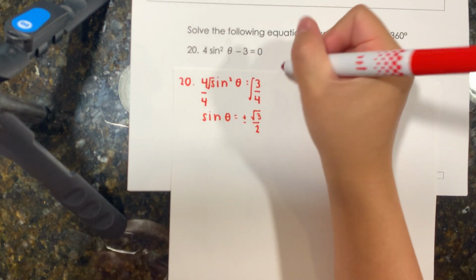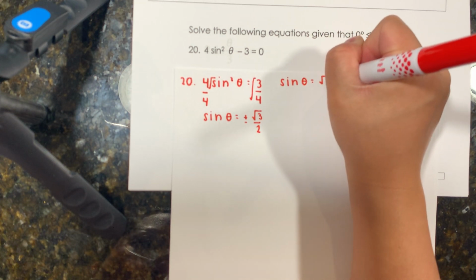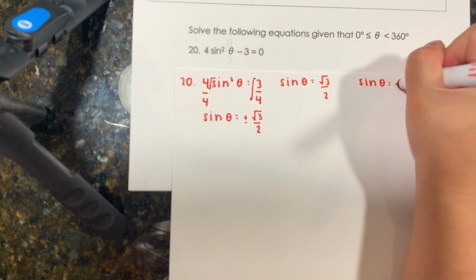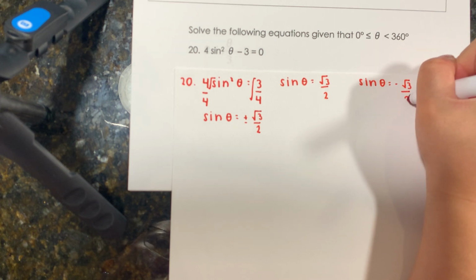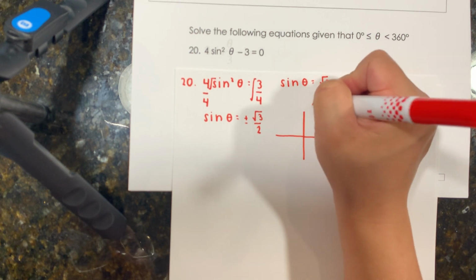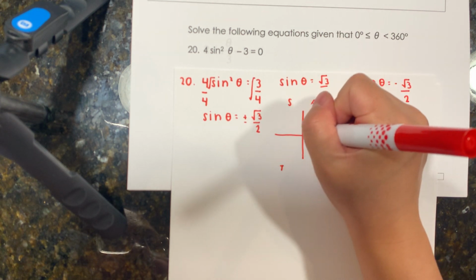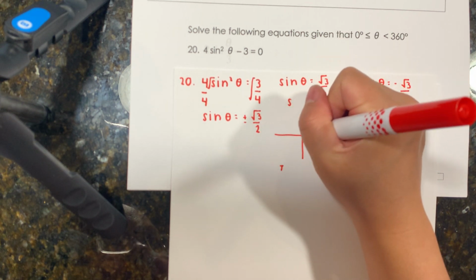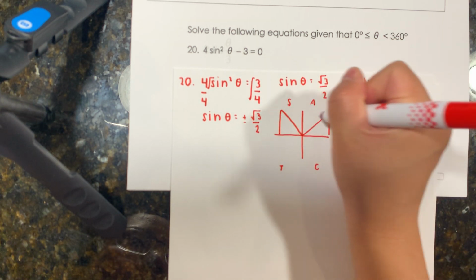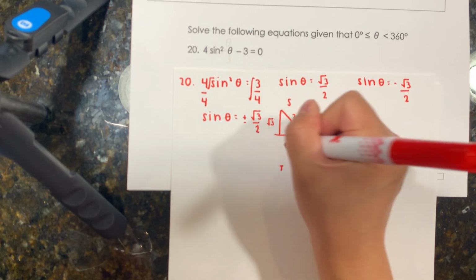So now we have to split that into two separate equations. I'm going to have sine theta equal to positive root 3 over 2. And then sine theta equals negative square root of 3 over 2. So I'm going to start with identifying where sine is positive. So I have all students take calculus. Everything is positive in quadrant 1, and sine is positive in quadrant 2. So opposite root 3, hypotenuse 2, root 3, 2, so that'll be 1 and negative 1.